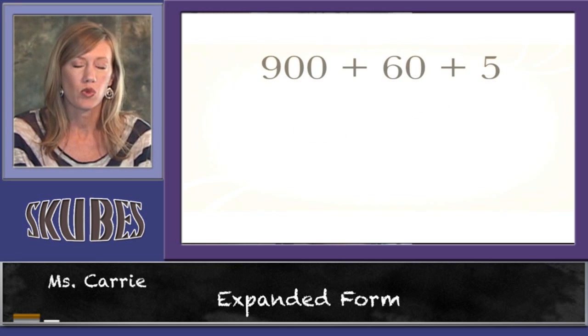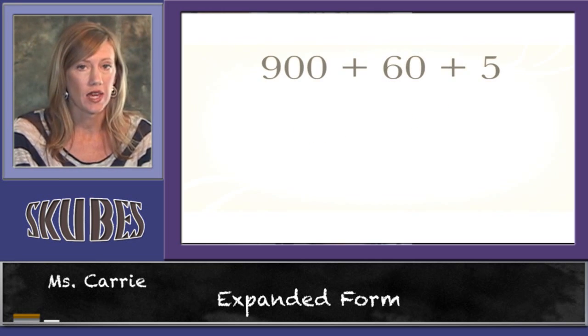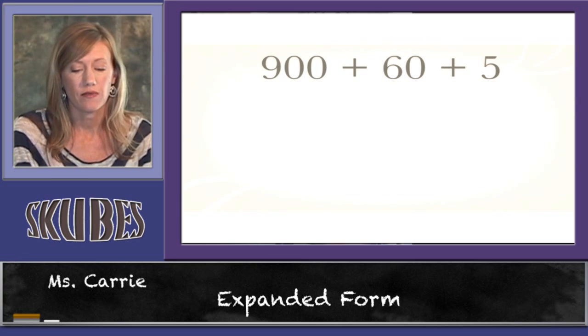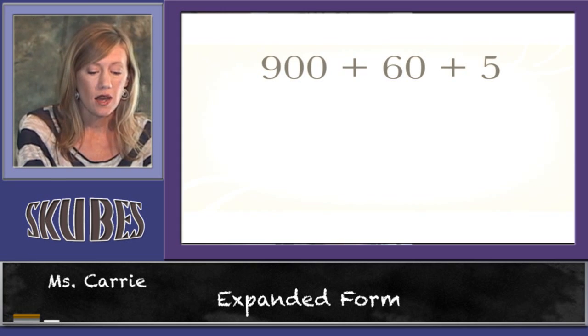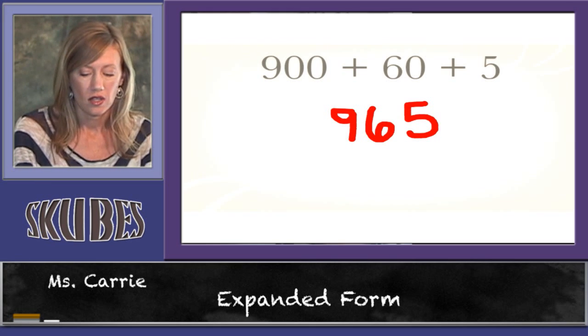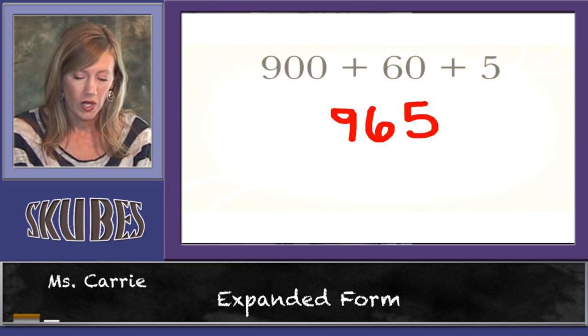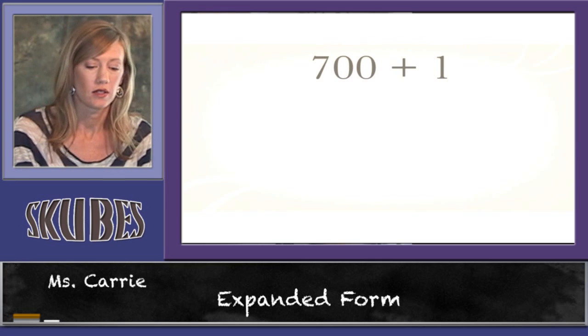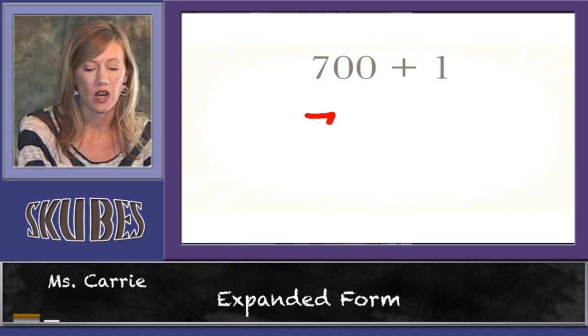Now let's look at numbers written in expanded form and make them into their regular form. This number is 900 plus 60 plus 5. Written as a number, that would be 965. Let's look at another one. 700 plus 1 would be 701.